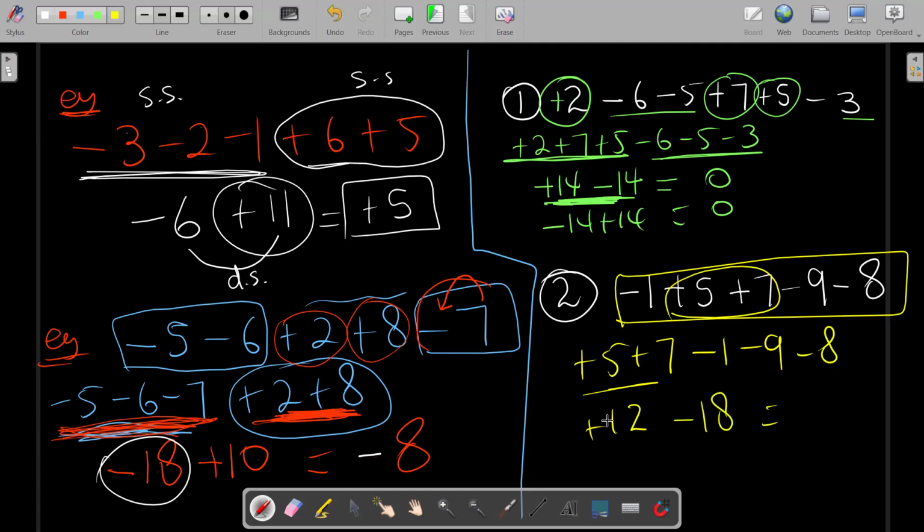So the answer, different signs. Subtract and keep the bigger sign. So -6. Who got -6 for this here? Your hand. Alright, good work, students.